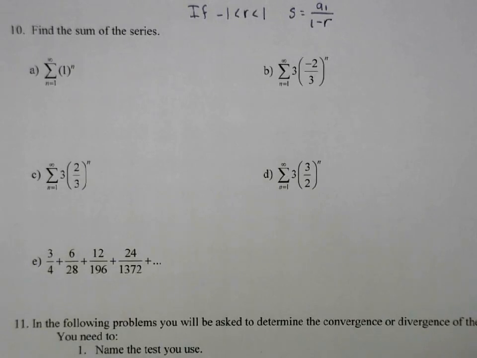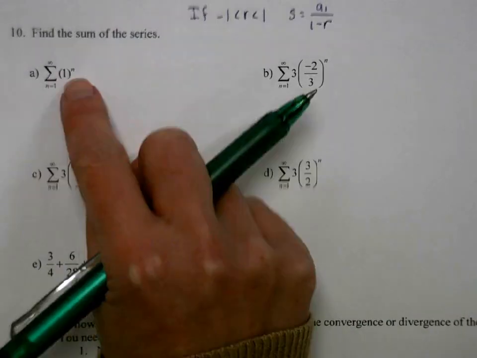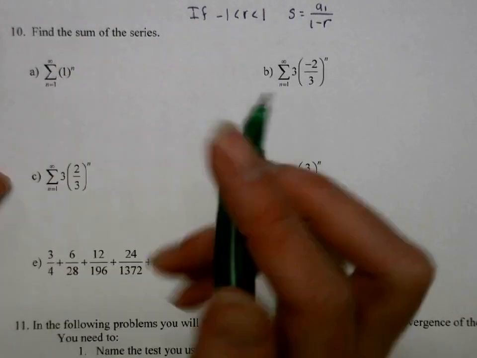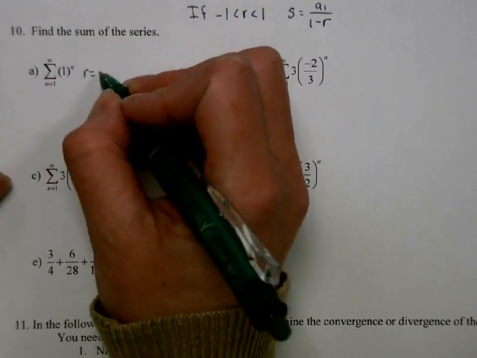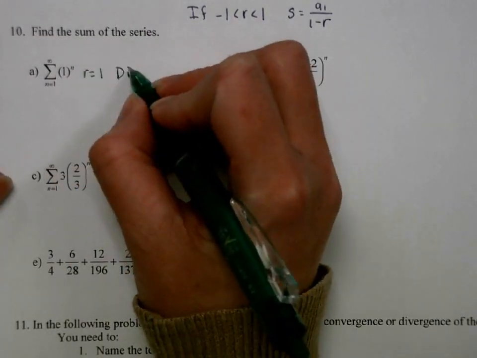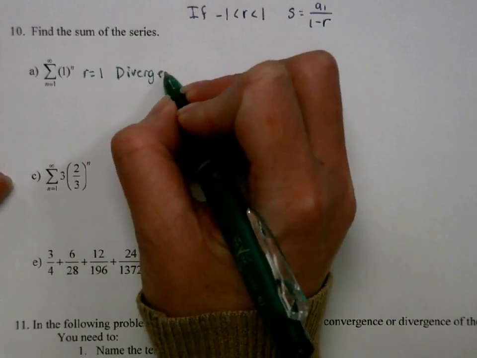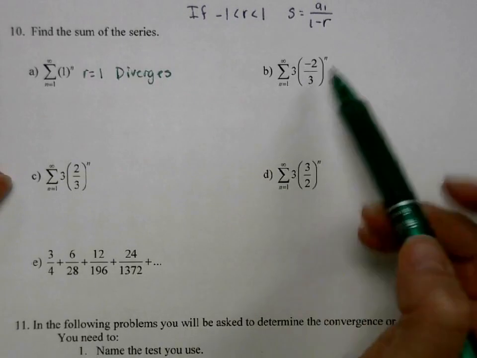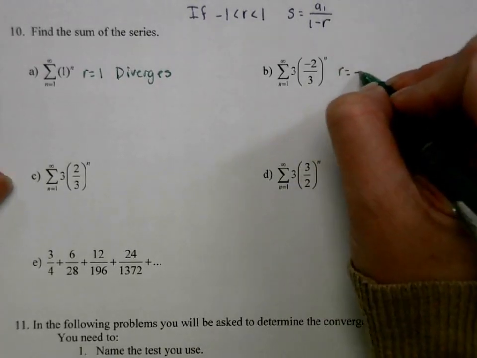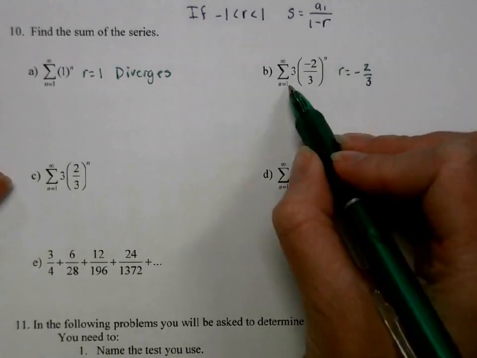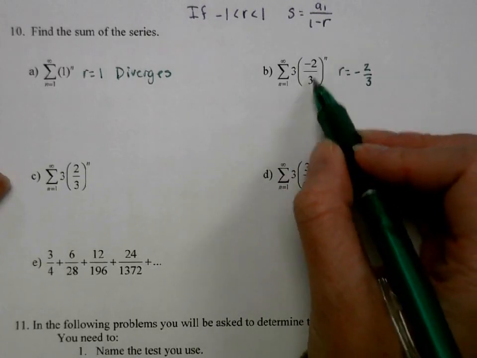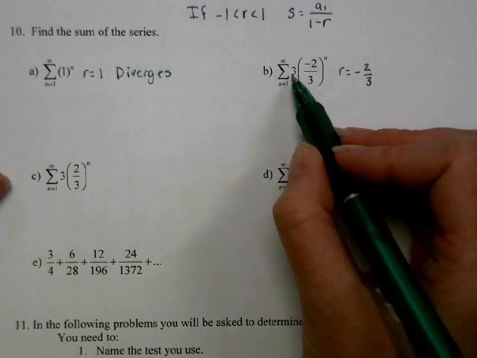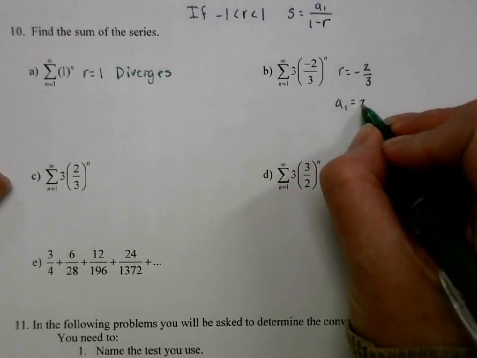Okay, this one, r is 1. So this diverges. Cannot find the sum because we need it to be specifically between -1 and 1. Here, my r is negative 2/3, so that's good to go. If I plug in a 1, this is negative 2/3 times 3, so my a1 is 2. So I can go ahead and find the sum.